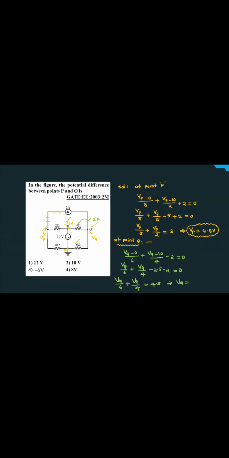We can answer in a fraction of a minute. Vq by 6 plus Vq by 4, approximately how much Vq do you get? I got 10.8 volts. Is it correct? 4, 6, 4. Now take the LCM, then solve for Vq. I got Vq as 10.8 volts, and Vp is 4.8 volts.